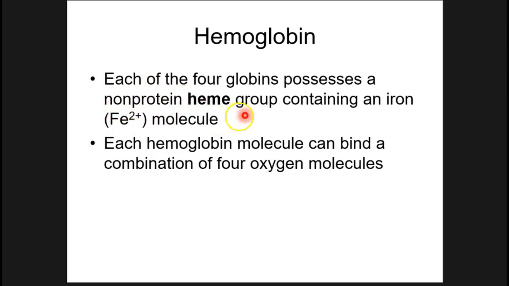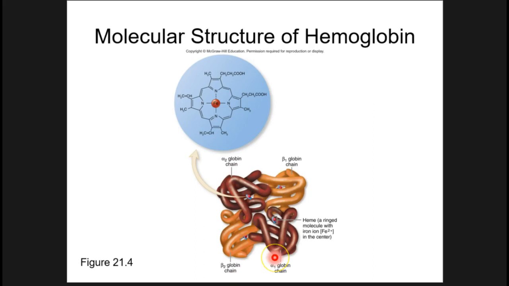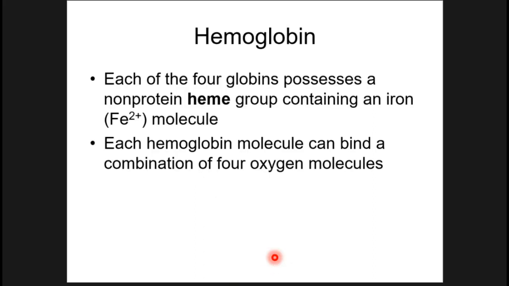So just to give you some future insight, the fact that this requires iron means iron deficiency anemia is going to be related to the formation of hemoglobin and its oxygen carrying capacity. Does that make sense?